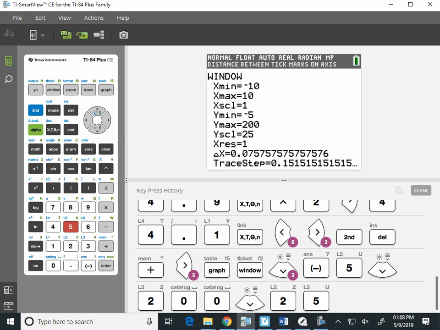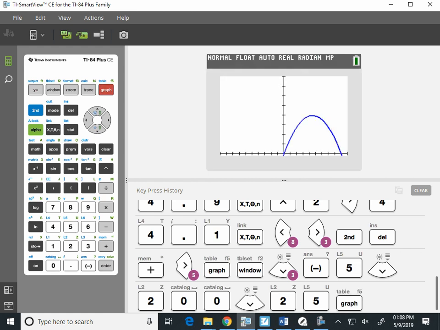I'm launching a rocket up in the air. It's going to go pretty high. So I'm going to make my Y max 200. I'm going to make my Y min -5 just so I can see where it hits the ground still pretty well. And if I'm going from -5 to 200, I'm going to count by 25s. Counting by ones is not going to give me a good picture. So I'm going to hit graph. And there we go. Okay, now I can see the top of my graph.